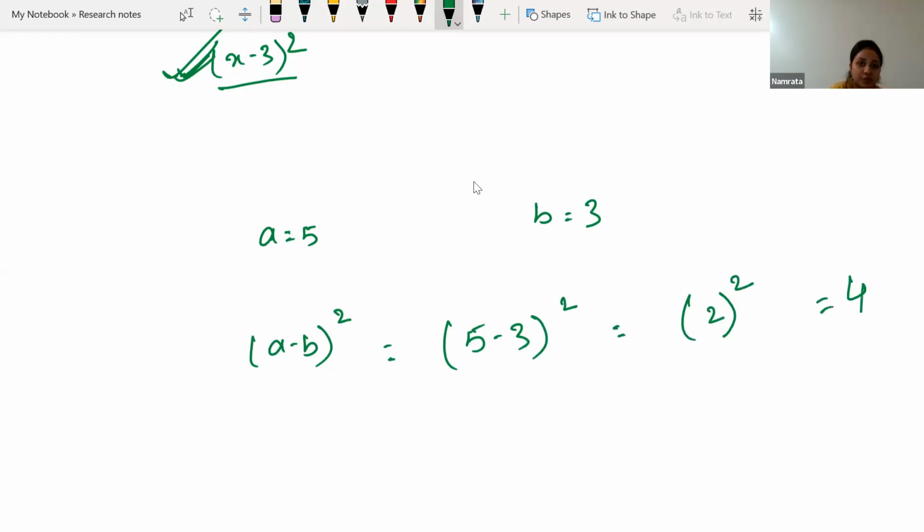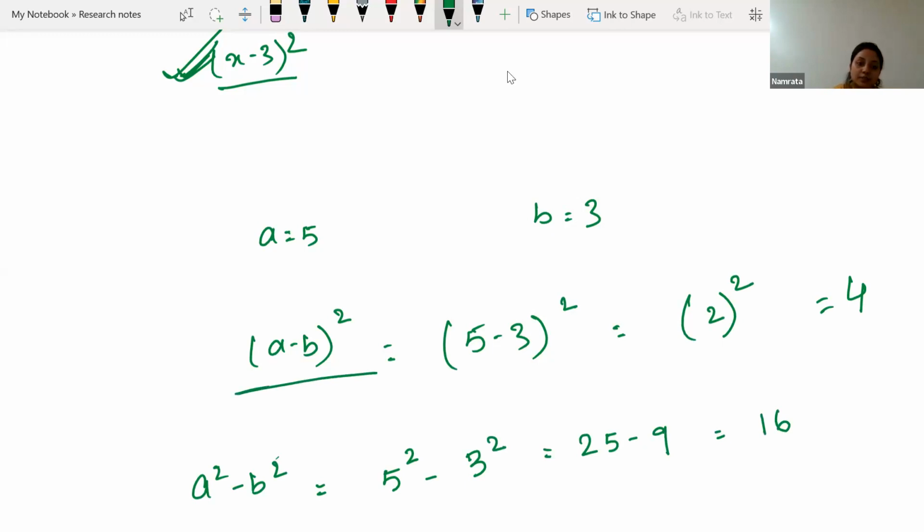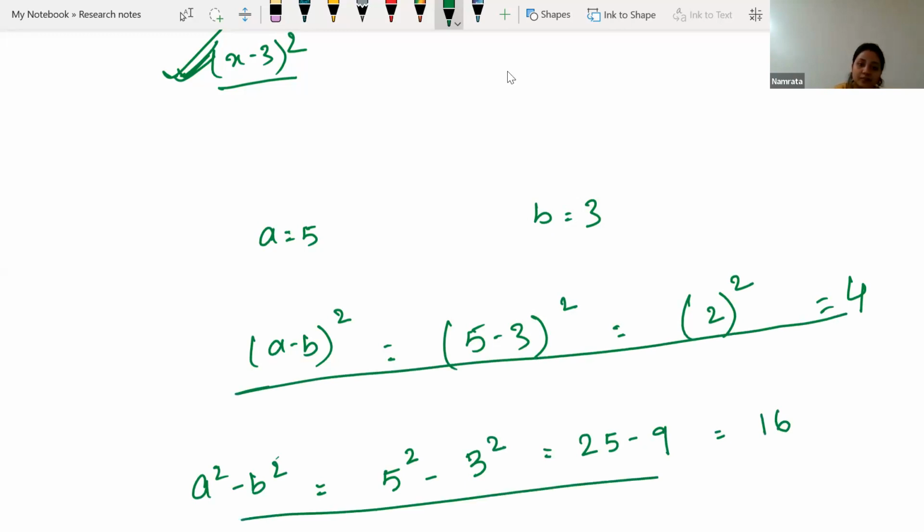that means 4. And what is the meaning of a square minus b square? First we will do the square of 5, then the square of 3. The square of 5 gives 25, the square of 3 gives 9, and when we subtract we get 16. So you can see this result and that result are completely different. We will not get confused with these formulas.